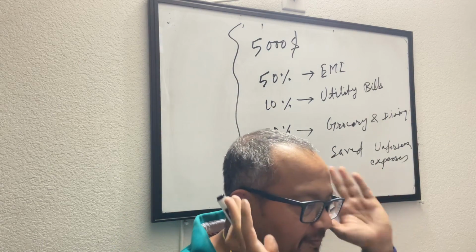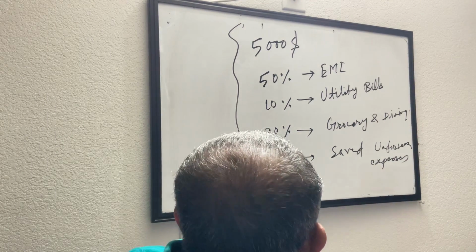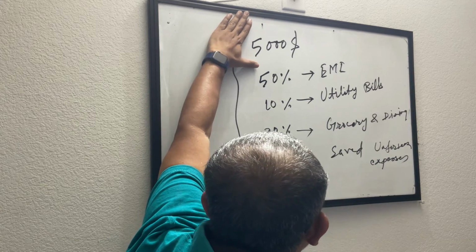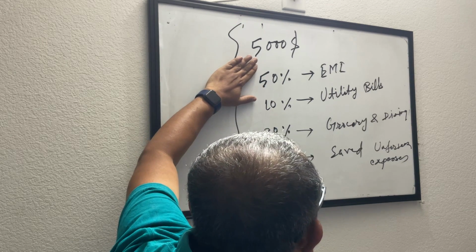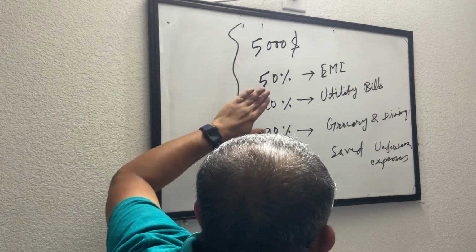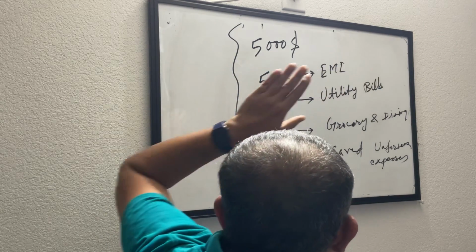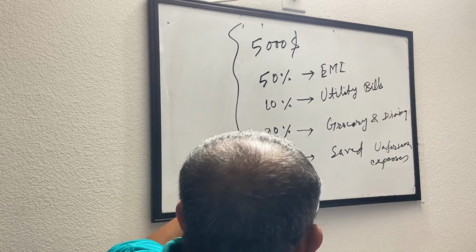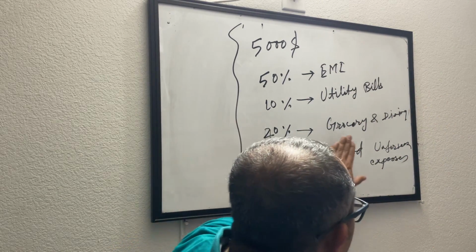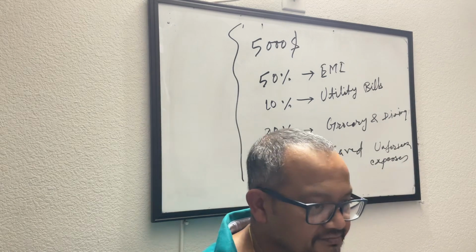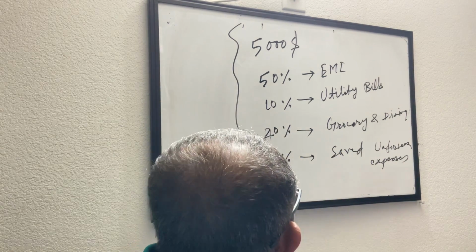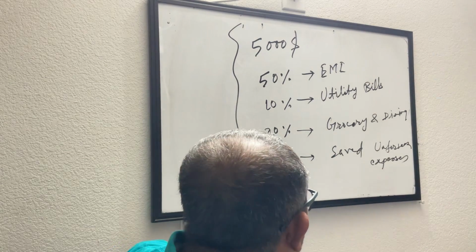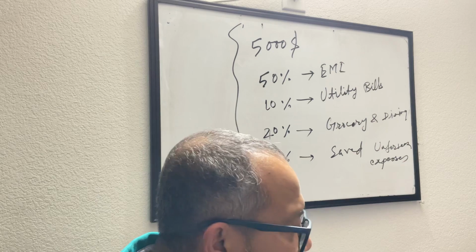So guys, pay attention to what I am saying right now. I am repeating the question one last time. This is my salary. 50% of my salary I use for paying EMI of the house. 10% I am paying for utility bills. 20% of my salary I am using for grocery and dining out. And the remaining 20% I am saving for unforeseen expenses or medical. Right? This is my saving. The question was, how much money am I saving every month for unforeseen expenses or for medical.